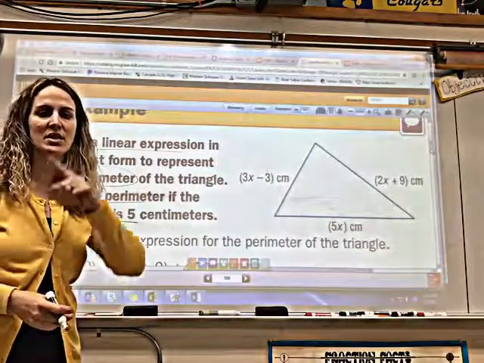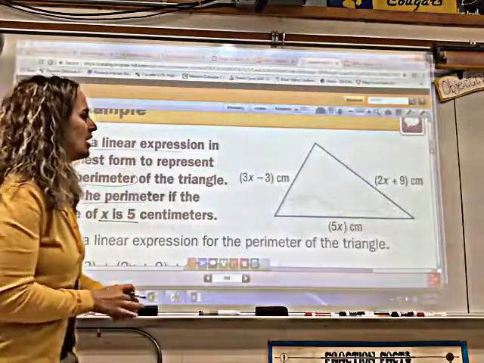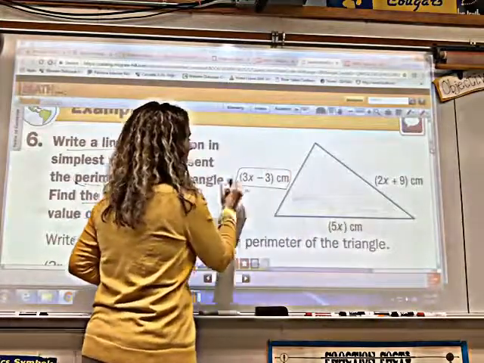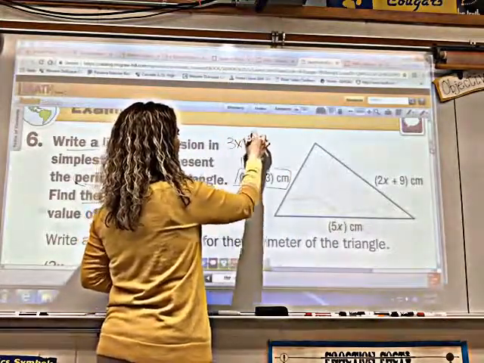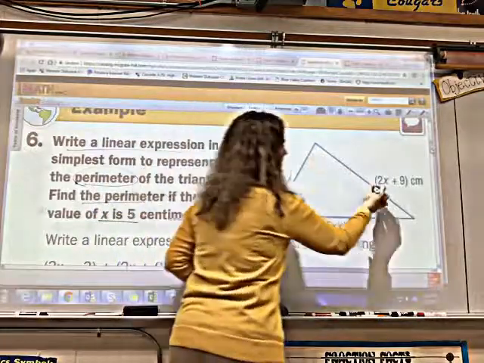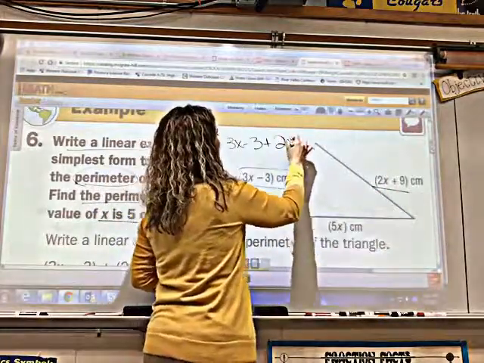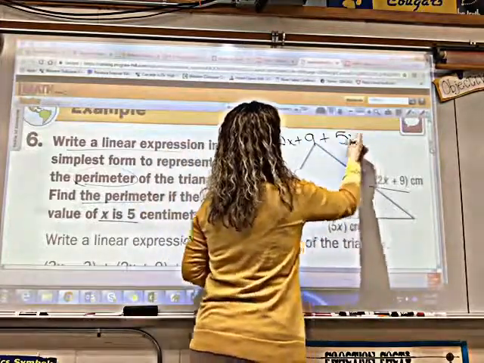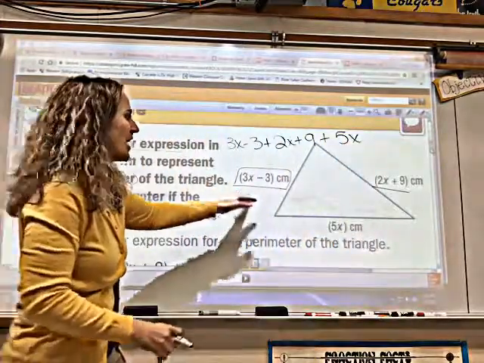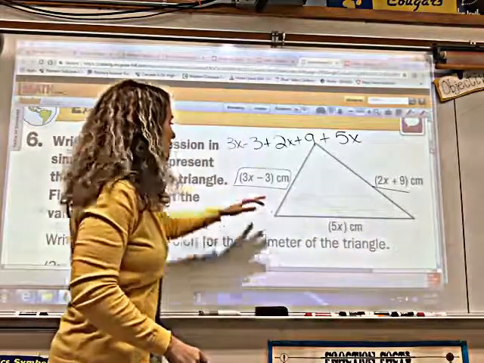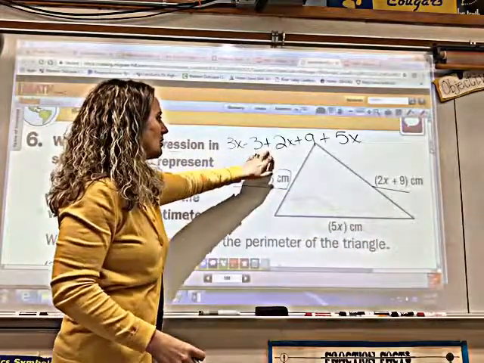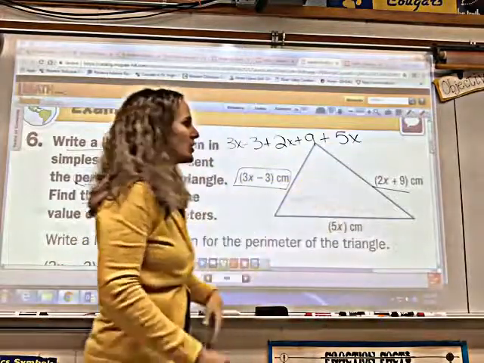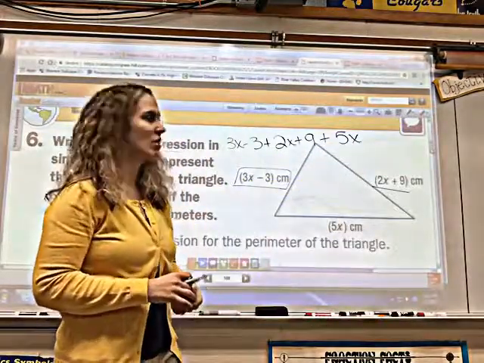One of the things we have to remember is what perimeter means. Perimeter means the distance around a figure. So when I take a look at my triangle over here, this side represents 3x minus 3, plus this side is 2x plus 9, plus this side is 5x. Because it's perimeter, I'm going to be adding up all of my sides. So I've taken this linear expression plus this one plus this one. Then we're going to combine our like terms.